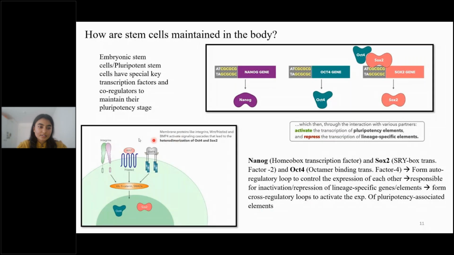I don't know if you have read about this somewhere, but we have integrins, the WNT signaling pathway, and the BMP4. These are signaling pathways which, when activated, open up a whole cascade in the cell. They are present on the surface of the cells. Once these integrins or WNT are activated by molecules binding on them, they communicate inside the cell to open up a whole signaling cascade.